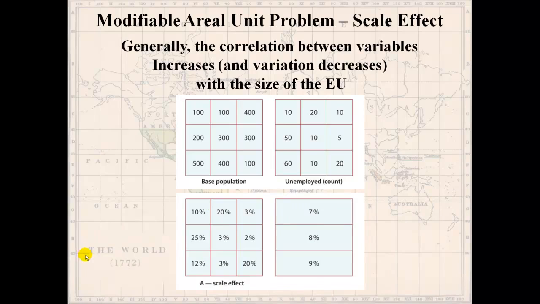Let's change the unit size. Instead of having these smaller squares, let's go for rectangles. And now we add this up. 10 plus 20 plus 10 is 40 over 600, 7%. Do the likewise for this row and this row, and you see that the maximum and the minimum get much closer to each other. There's much less variation. So depending upon the size of your enumeration unit or the scale effect, you get different results. So some people attribute results to things that are associated with which enumeration unit and what scale you're using.